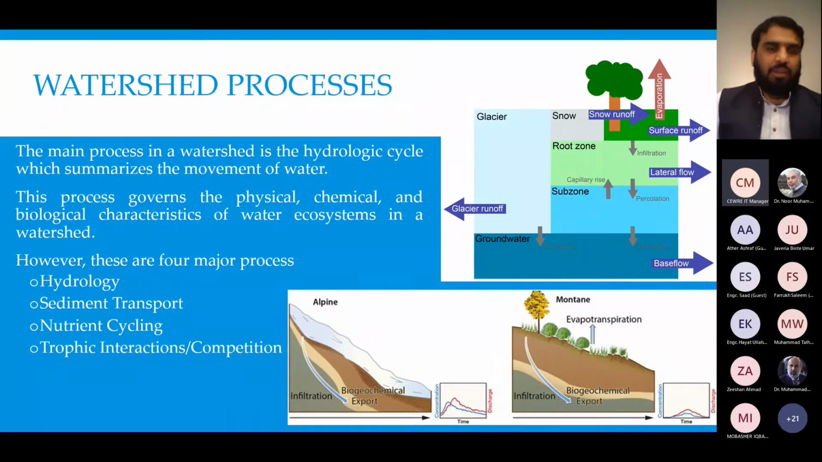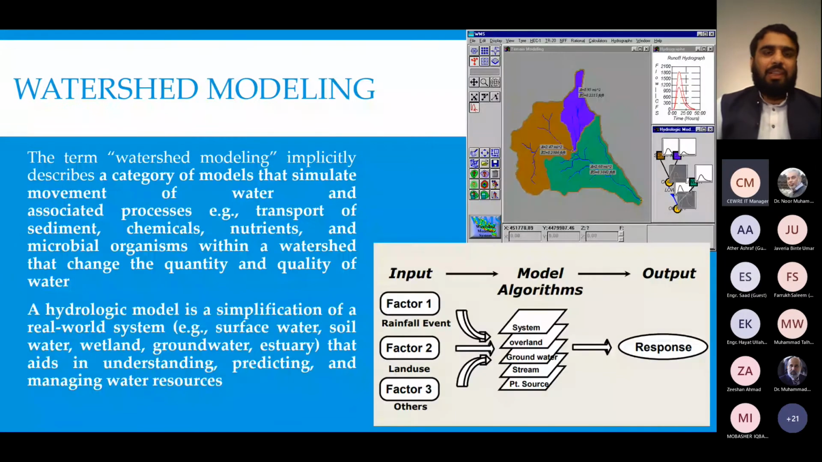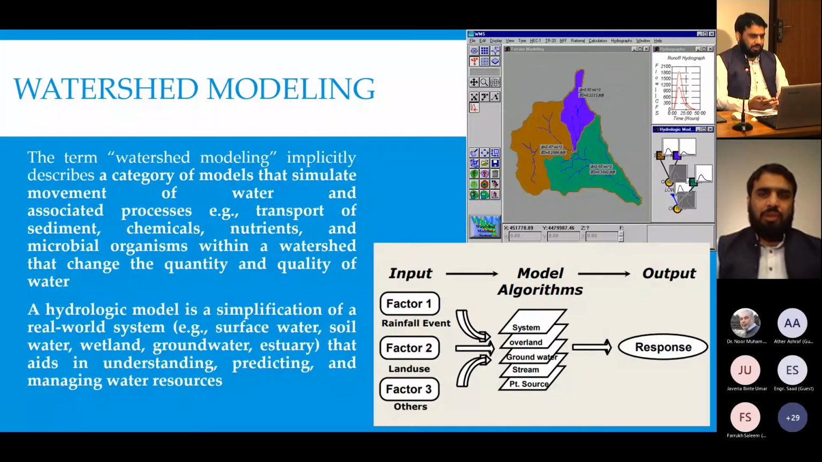As hydrologists, we mainly focus on the hydrology and sediment transport, whereas the ecologists mainly focus on the nutrients and the trophic interactions. So to model all these processes, the four processes we discussed in the last slide, is called watershed modeling. Actually, watershed modeling is the category of models that simulate the movement of water and associated processes. Which are the associated processes? As we discussed, sediment transportation is an associated process. Ecology is also an associated process.